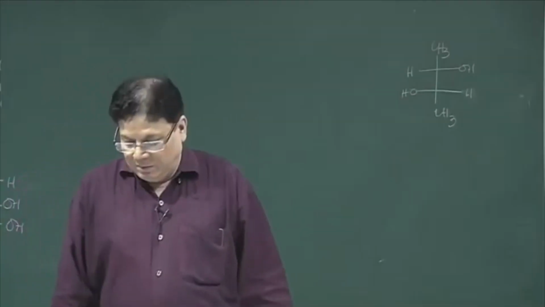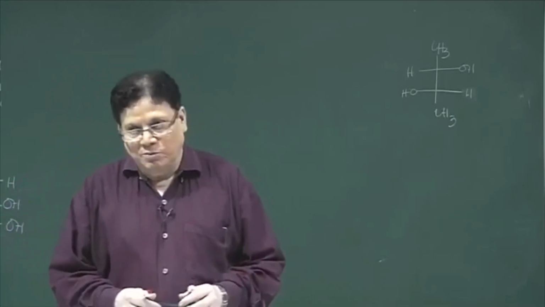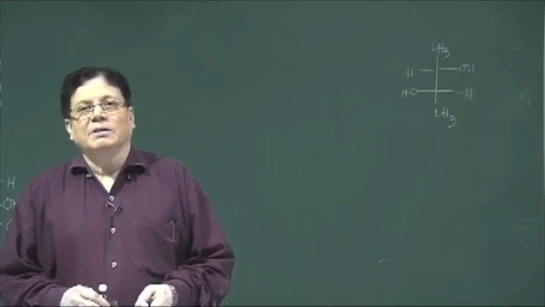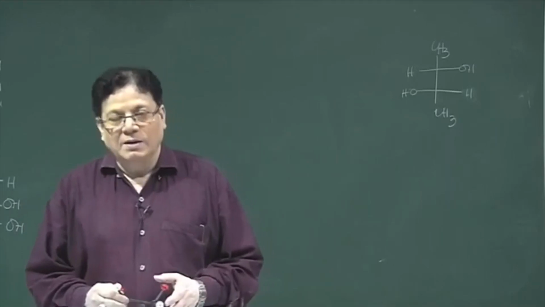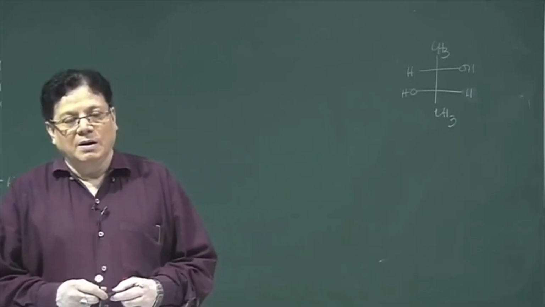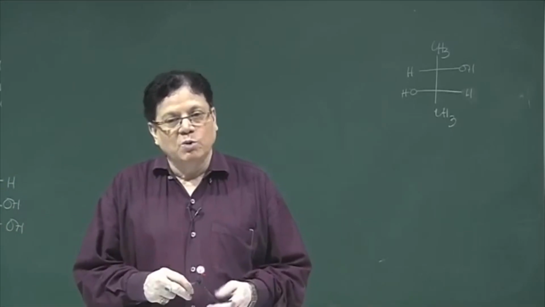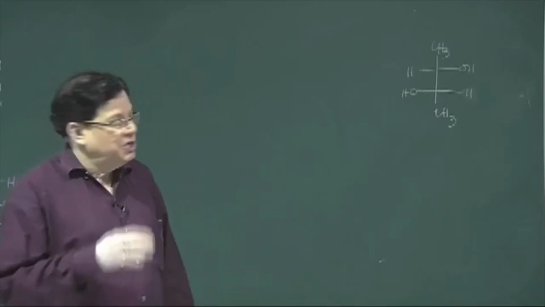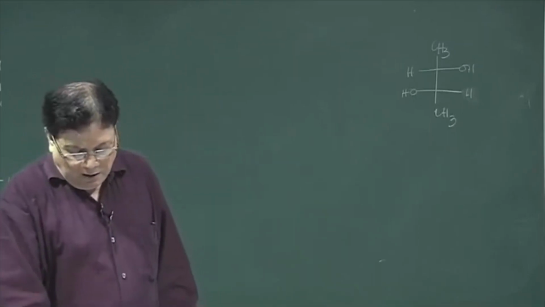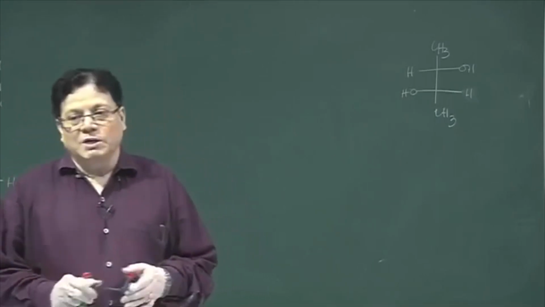Let us come back to the continuation of chirality, the projection formula. So far we have covered stereoisomerism and the different perspective formulas that are used to depict three-dimensional molecules in a two-dimensional plane, and the rules associated with changing the formula in the two-dimensional plane. In the first lecture, we introduced the concept of chirality.